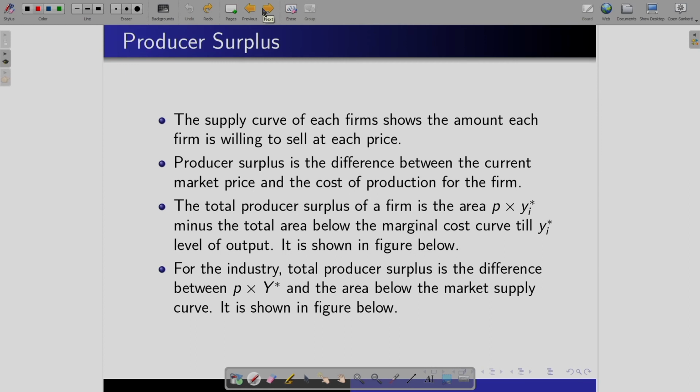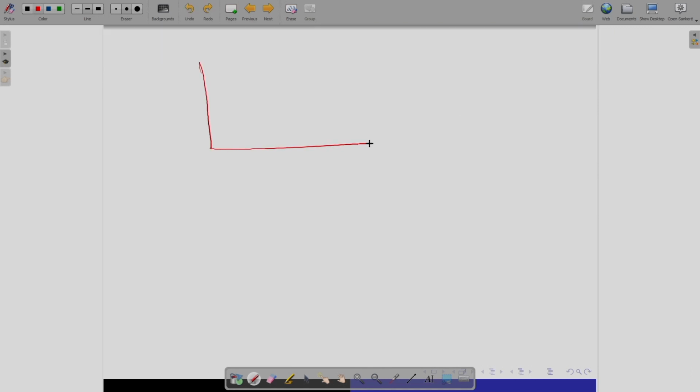What do we mean by producer surplus? These are required to define the social welfare. Producer surplus is actually the difference between the current market price and the cost of production of the firm. So, you can think that suppose this is the marginal cost, this is the average variable cost, and this is the average cost.